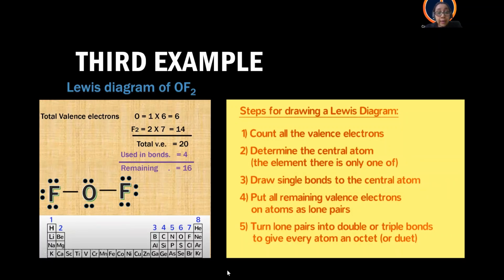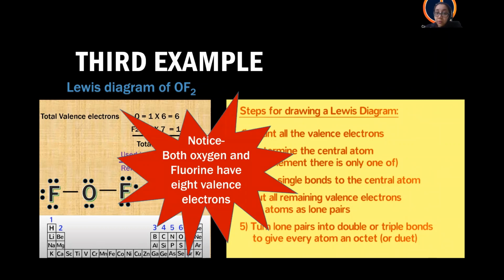Okay, now the last step. Last step is we have to check whether each element is satisfying its octet or duet. So here you can check that all the chlorine as well as oxygen satisfies the octet. Hence, it is the perfect one. We need not shift any electrons here to form double or triple bond, and hence this is the final Lewis structure. Okay, students, please verify that oxygen and fluorine have 8 valence electrons.